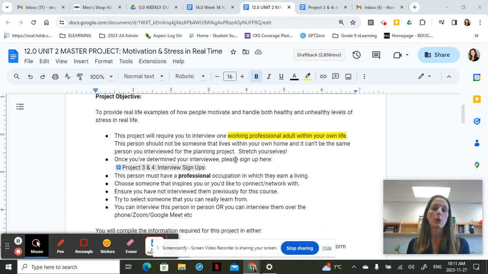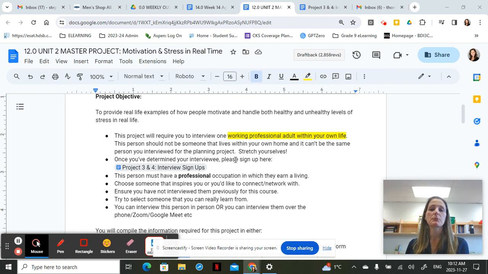This project will require you to interview one working professional adult in your own life. So this person has to be someone that you did not interview for the last assignment. So that planning project, you did a sign-up sheet, you filled that information in. This person has to be different from that. This person should also not live in your dwelling, the home that you go home to at the end of the day. You will be choosing somebody different from that environment.